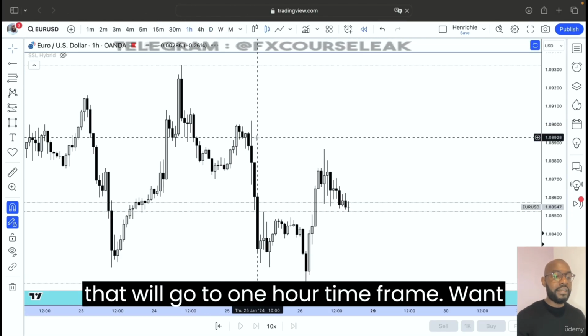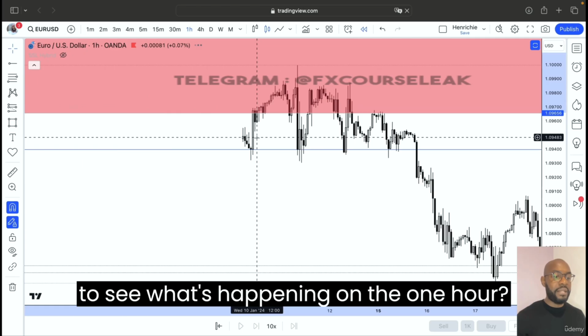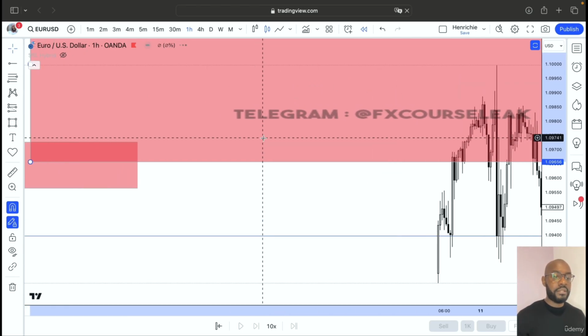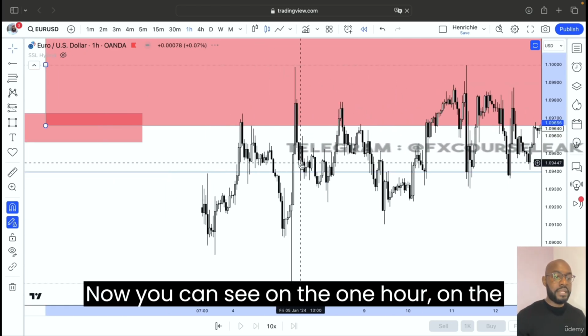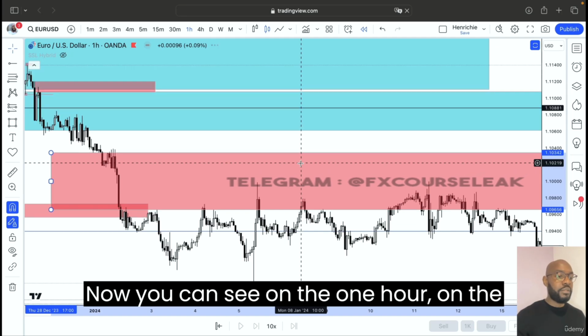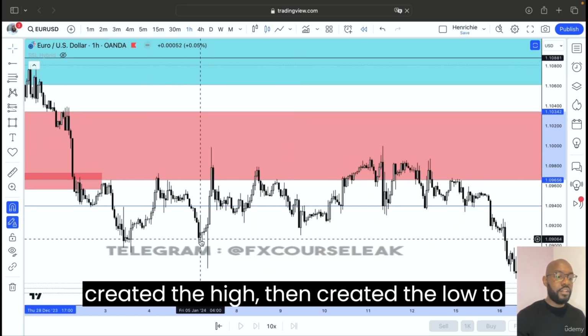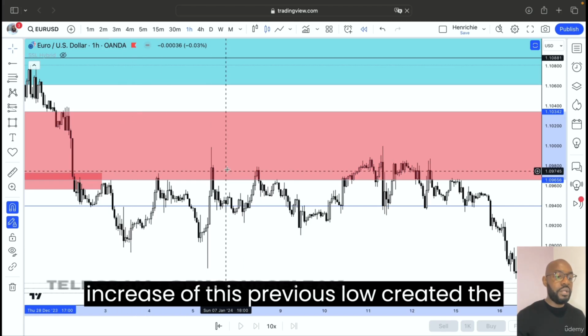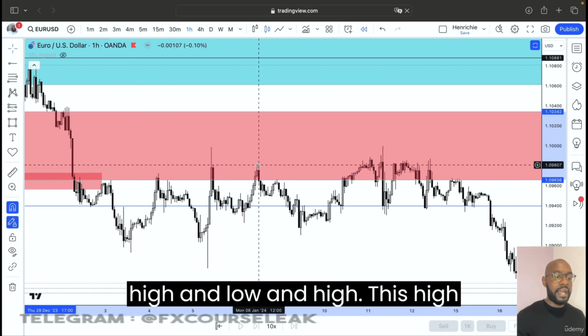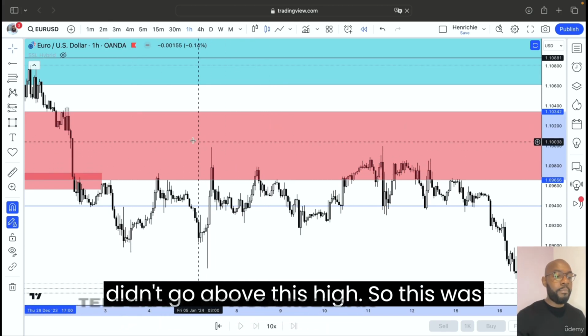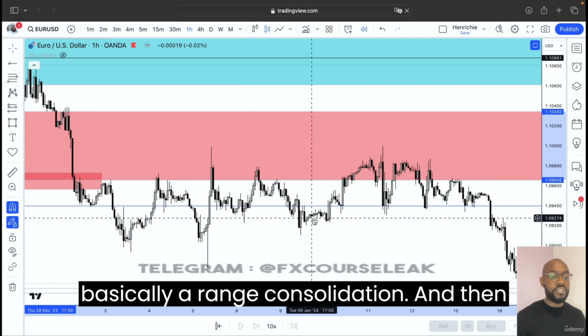Now we'll go to 1 hour time frame. Want to see what's happening on the 1 hour. Now you can see on the 1 hour time frame right here, price created a high, then created a low, took liquidity off this previous low, created a high, a low, a high. This high didn't go above this high, so this was basically a range consolidation.